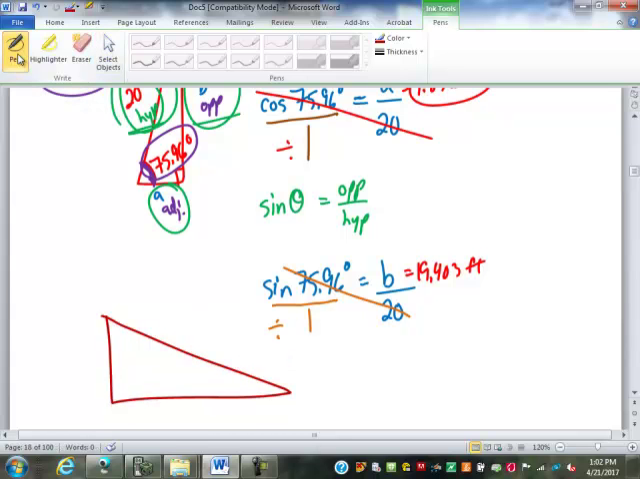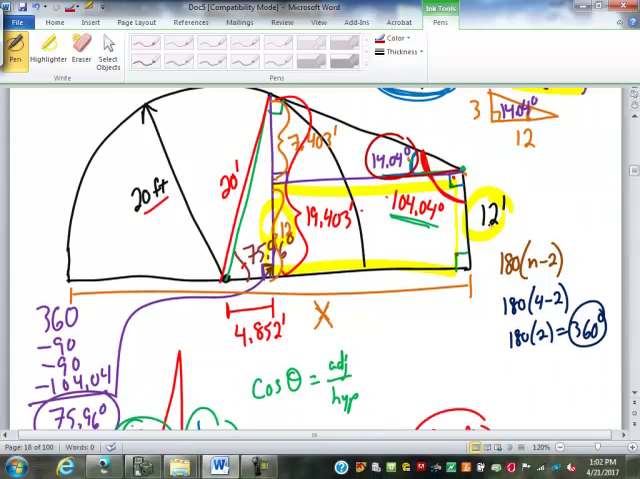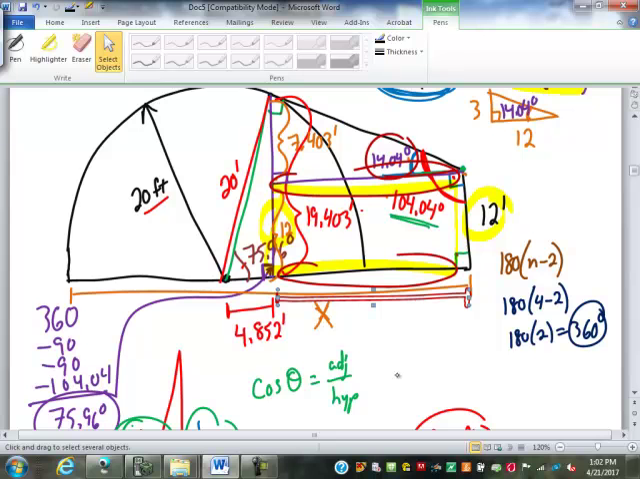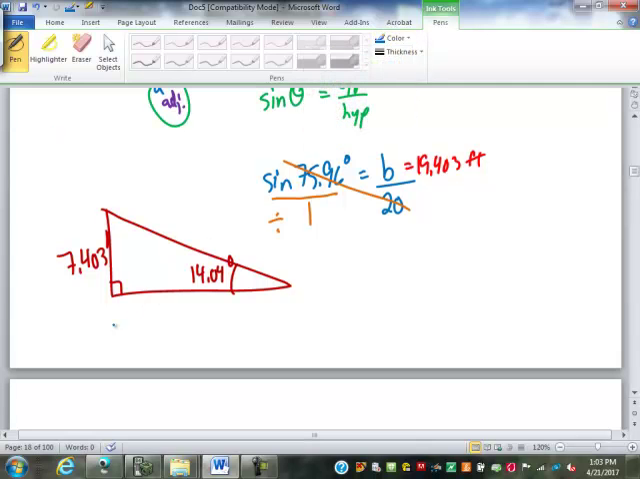Here's my right angle. I know this side is 7.403 feet. And I know this angle here is 14.04 degrees. That's just going back to before I added it to the 90, right? The side that would be helpful is if I knew this side, because that would give me this length right here. That would tell me that distance to there, which is part of my x, right? That distance right there. So I want to find that side.